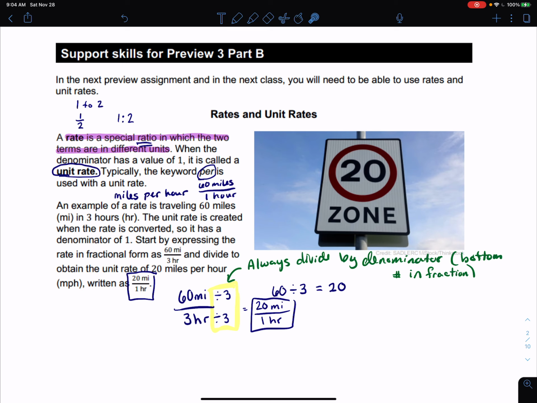The unit rate is created when the rate is converted, so it has a denominator of 1. So start by expressing the rate in fractional form as 60 miles over 3 hours, which you can see written down here. And then divide to obtain the unit rate of 20 miles per hour. So to get that unit rate, what we divide by is the denominator, that number in the bottom of the fraction. So we divide by 3 both up in the numerator and down in the denominator. And that's where we end up with this 20 miles per 1 hour, the unit rate.